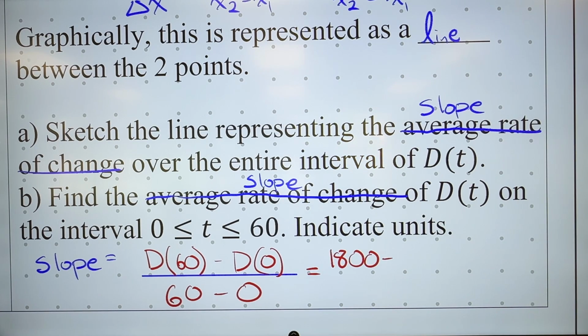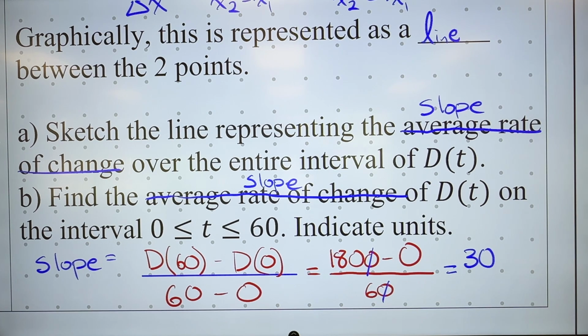Minus, what was D of 0? Shout it out. 0. And I can do the hard math for you guys. 60 minus 0 is 60. Now I need to do 1,800 divided by 60. Cool little trick: cross off a 0, cross off a 0. It's really 180 divided by 6. 180 divided by 6 is close to 18 divided by 6, which is 3, and then add on the 0, and we get 30. So that's the right answer, right?